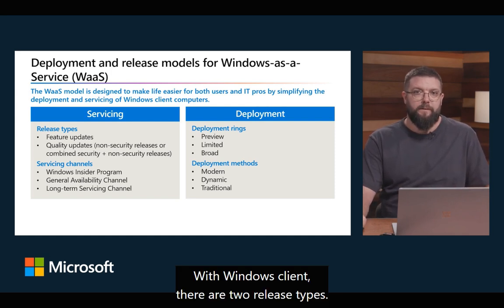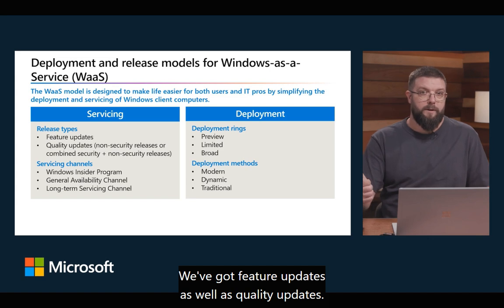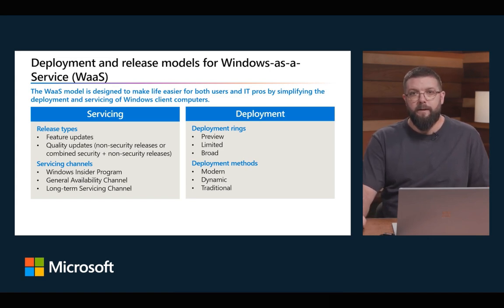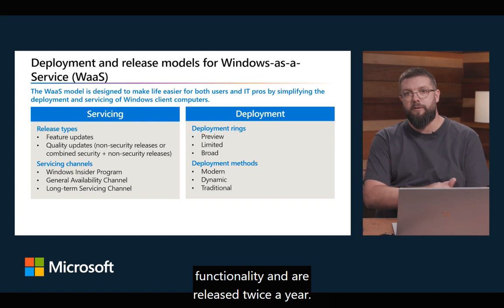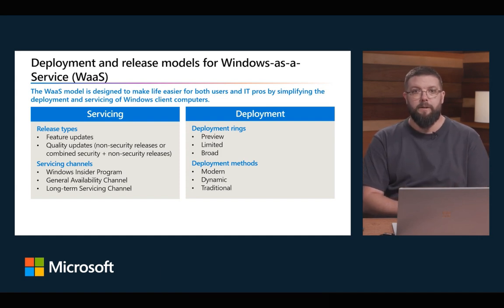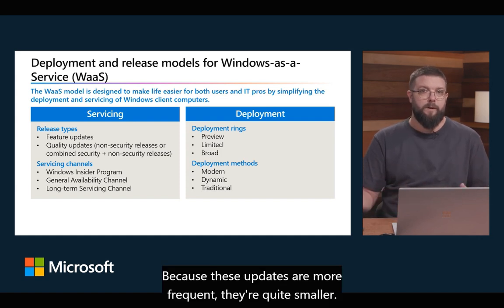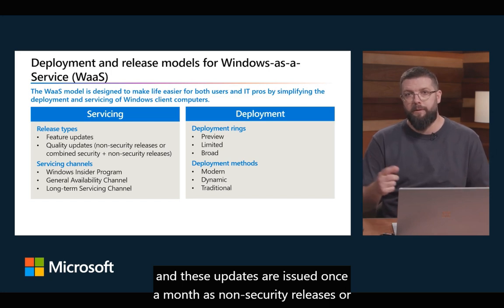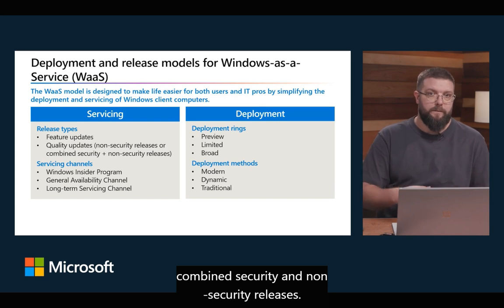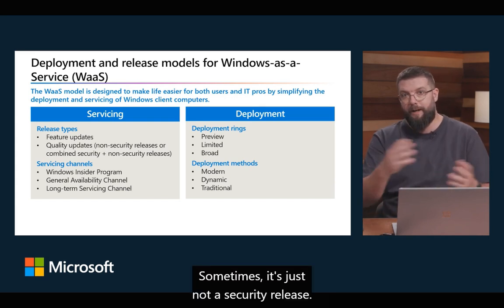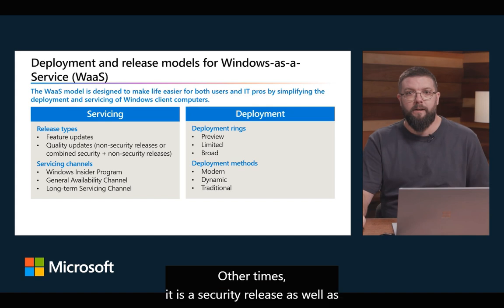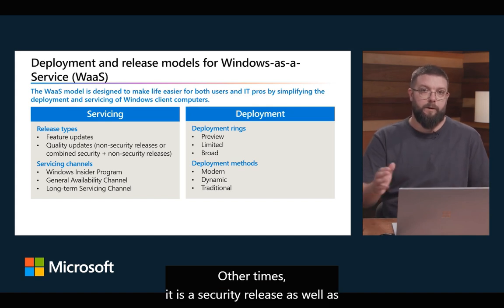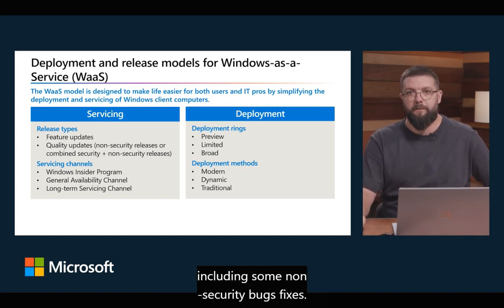With Windows Client, there are two release types. We've got feature updates as well as quality updates. Feature updates add new functionality and are released twice a year. Because these updates are more frequent, they're quite small. Quality updates provide security and reliability fixes, and these updates are issued once a month, as non-security releases or combined security and non-security releases. So sometimes it's just not a security release, it's just a bug fix. And other times it is a security release as well as including some non-security bug fixes.